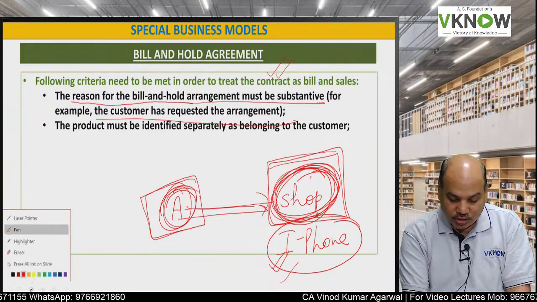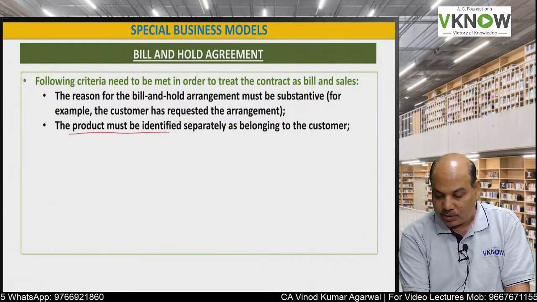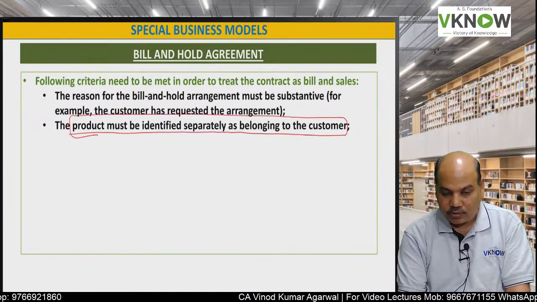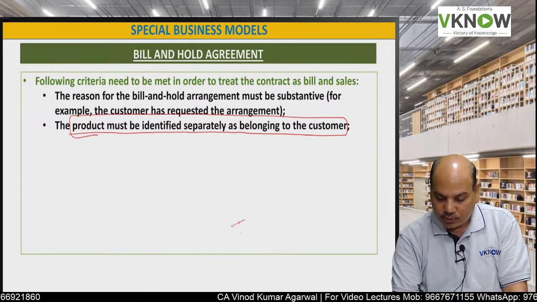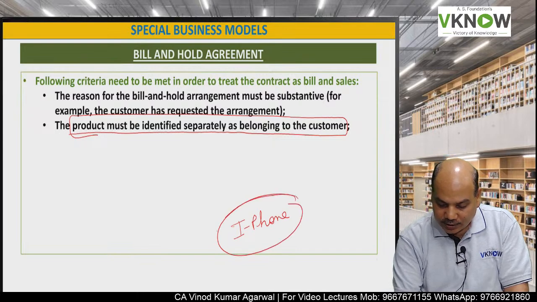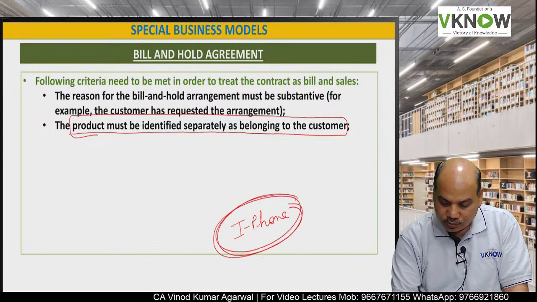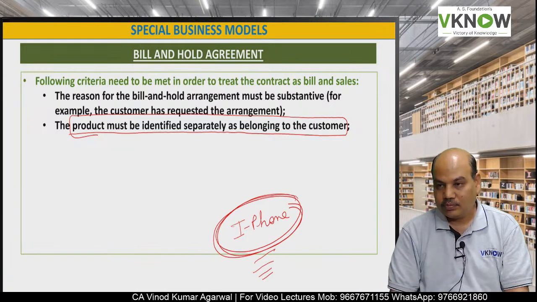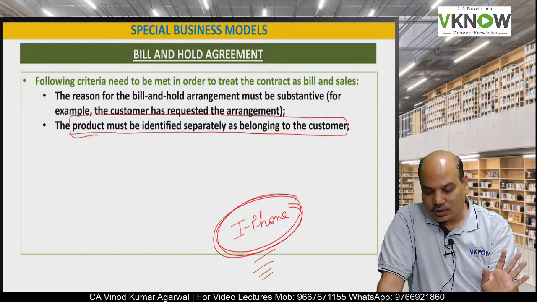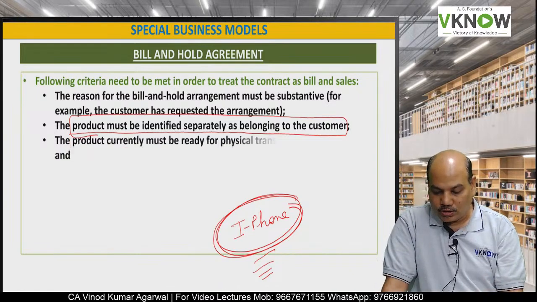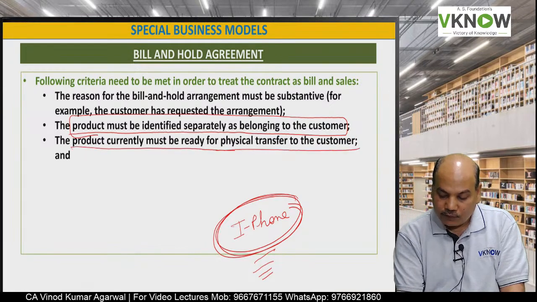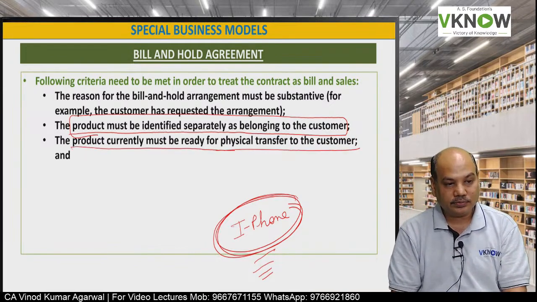Second condition is the product must be identified separately as belonging to the customer. I gave you an example of an iPhone. So the shopkeeper must identify that particular iPhone and keep it separately. He should put a stamp on it that this item is sold to this customer, belonging to a customer. And third is, the product currently must be ready for physical delivery to the customer.